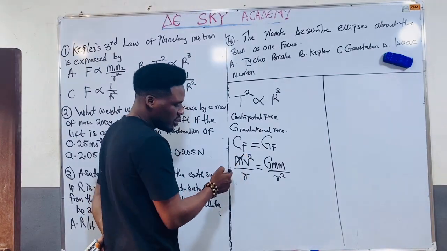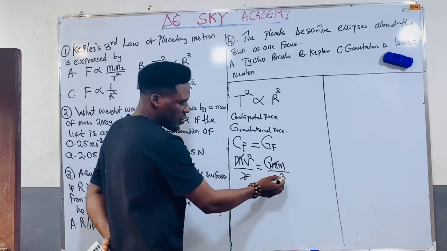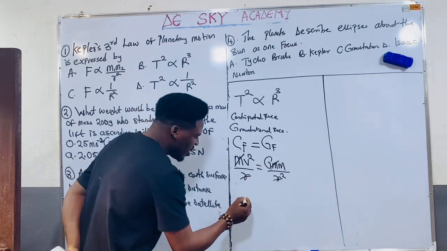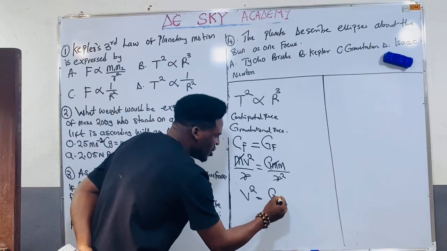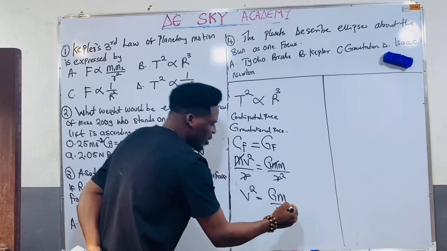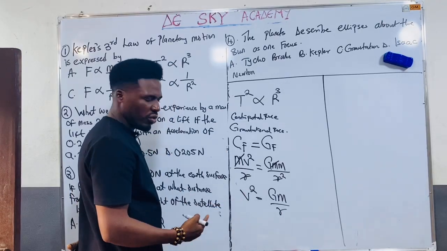Remember, this m will cancel one m here, right? One r will cancel one r here. So what is remaining? I'll have it as v squared is now equal to what? Gm over r. Can you still remember this? V squared is equal to Gm over r.